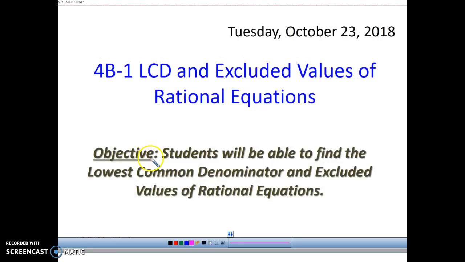We are going to be looking at our unit 4B-1, LCD and excluded values of rational equations. Our objective for today is students will be able to find the lowest common denominator and excluded values of rational equations. If you would like to pause the video to write down the objective, go ahead and do so.